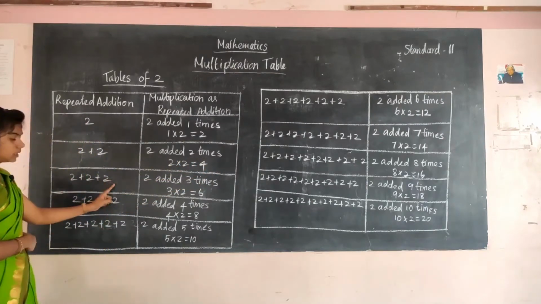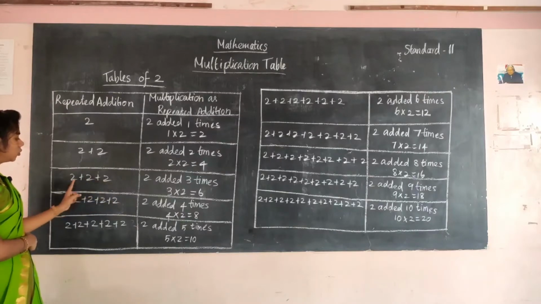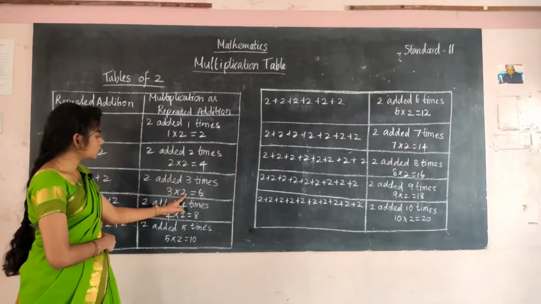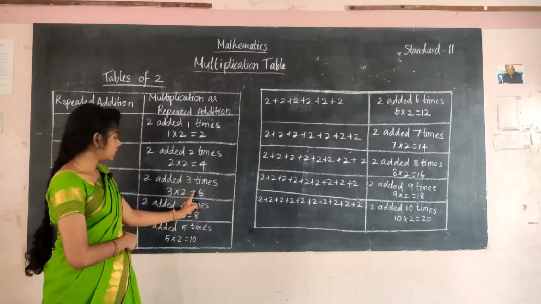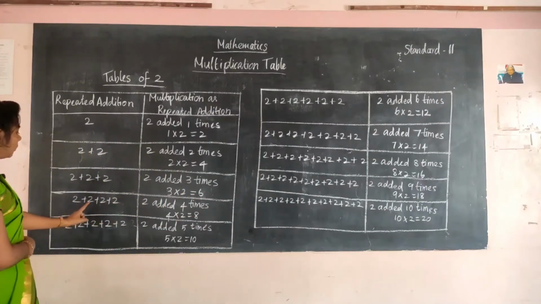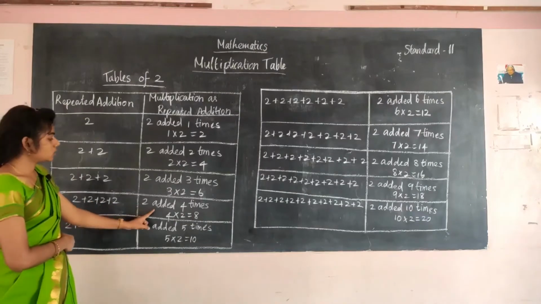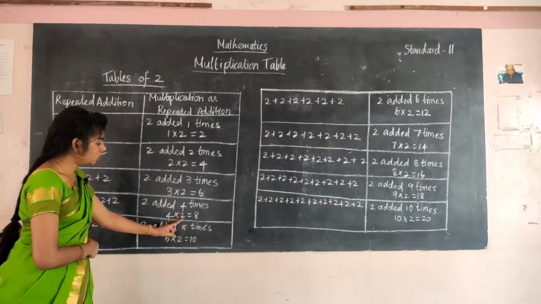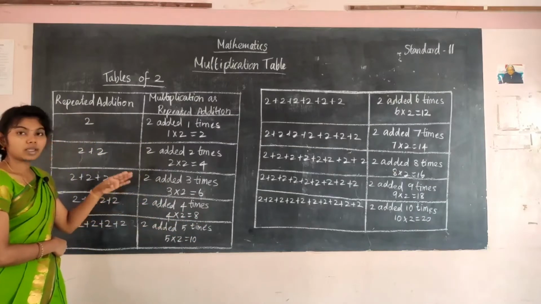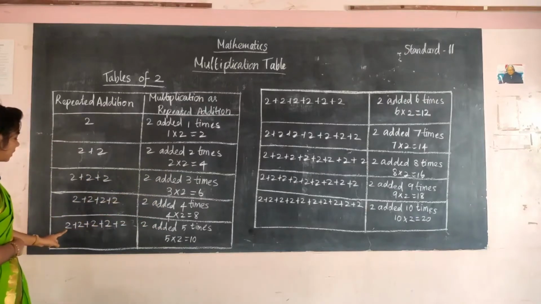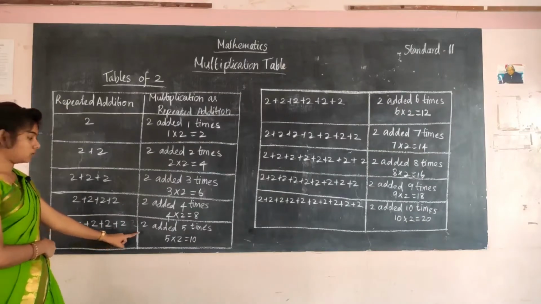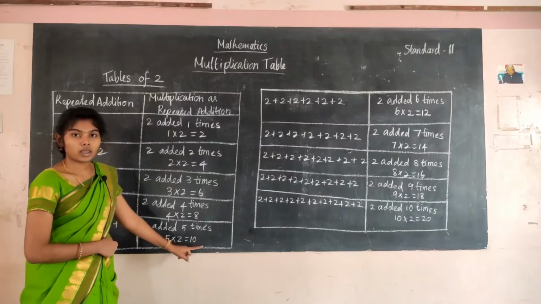And here 2 is 3 times. 1, 2, 3. 2 plus 2 plus 2. So it is 2 added 3 times, that is 3 times 2 is equal to 6. And here 2 is in 4 times. 2 plus 2 plus 2 plus 2, which is 2 added 4 times, that is 4 into 2 is equal to 8. This is the way Riya counted the small boxes. And here 2 plus 2 plus 2 plus 2 plus 2, which is 5 times. 5 into 2 is equal to 10.